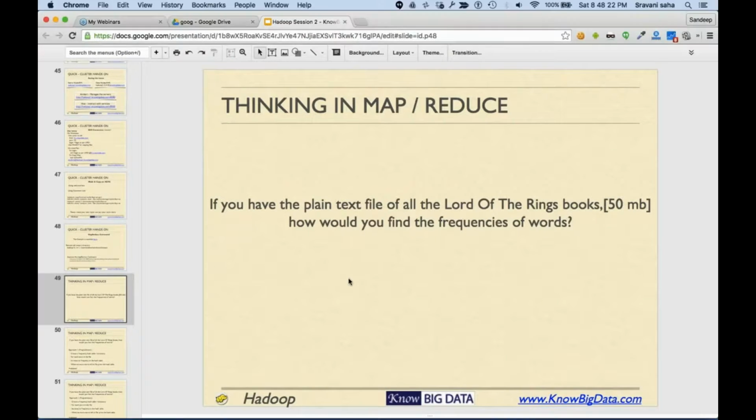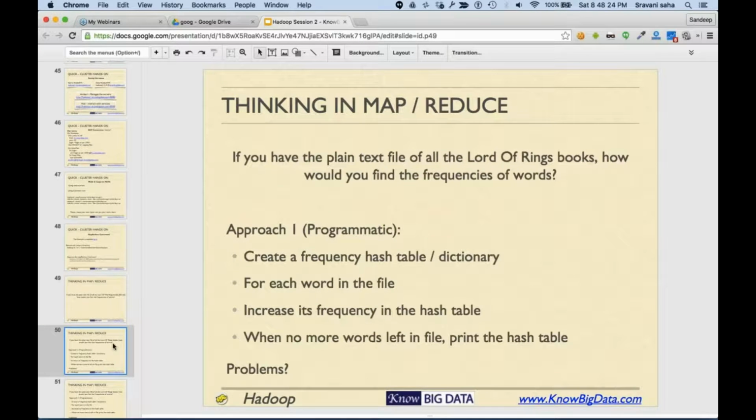All right, so the first approach that we come up with is that we will write a program to do so, and writing a program is quite simple here. Let's just create a table. A hash table is something like a dictionary. You know what a dictionary is: it contains a lot of words, and along with each word there is the meaning of that word. So there's a word and the meaning. All right, that's a dictionary.